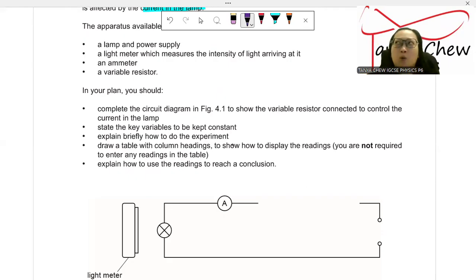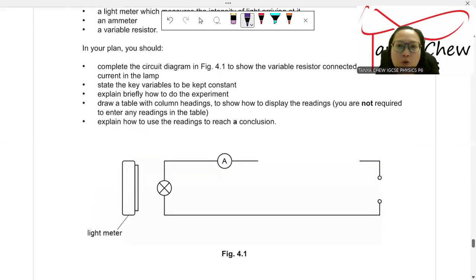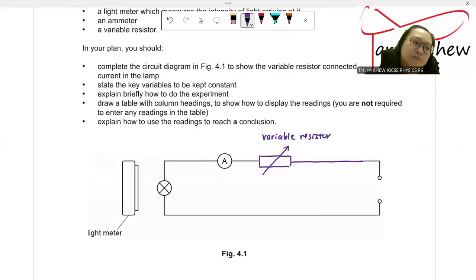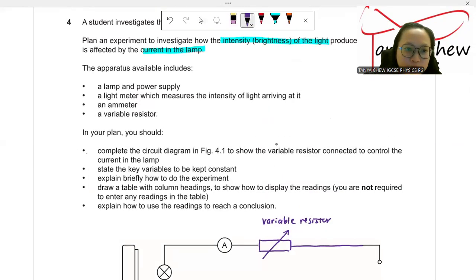Variable resistor, or the other name for it is called rheostat, right? So if you want to control, this variable resistor must be connected here in series. So I just draw this length, and this is the symbol of a variable resistor. And I put this as a variable resistor. That's it. And I'm done with the first one.